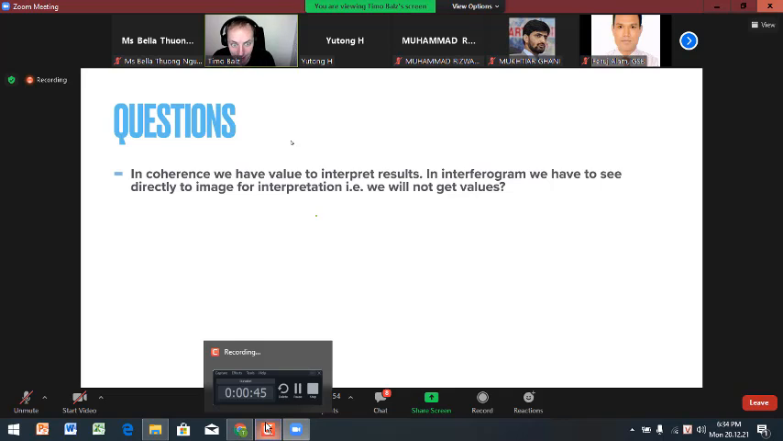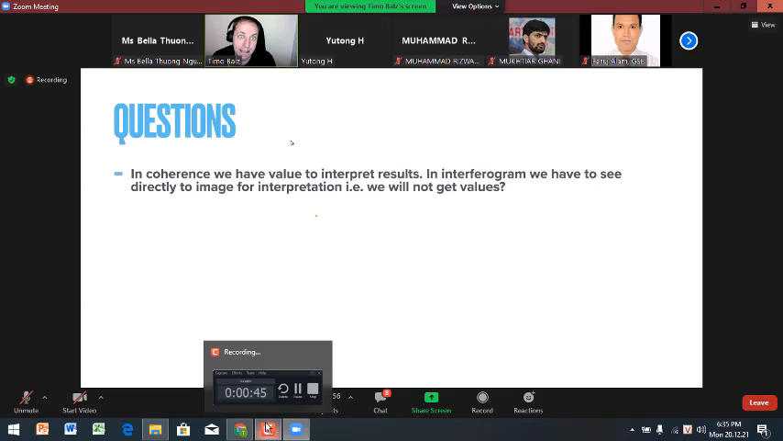So in coherence, we have a value that we interpret. In an interferogram, we have to see directly the image for interpretation. We will not get values. Well, you get values. Ideally, for example, you can unwrap them and then get phase differences between 2 pixels. You can then calculate the deformation difference between these 2 pixels and so on. So that is all true. We were looking at interferograms and interpreting them so far because that's rather common in INSA. But we're moving away from that today.